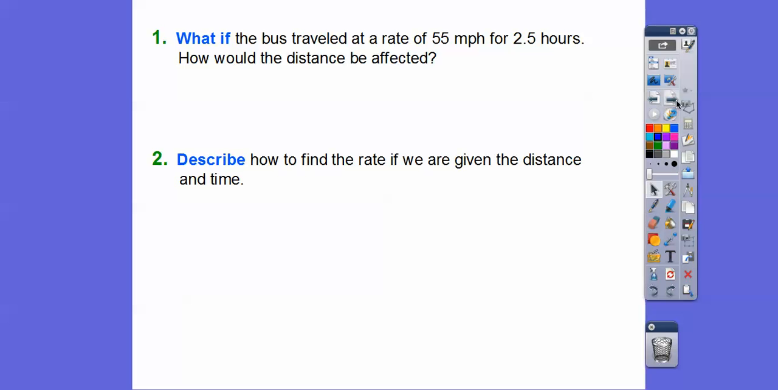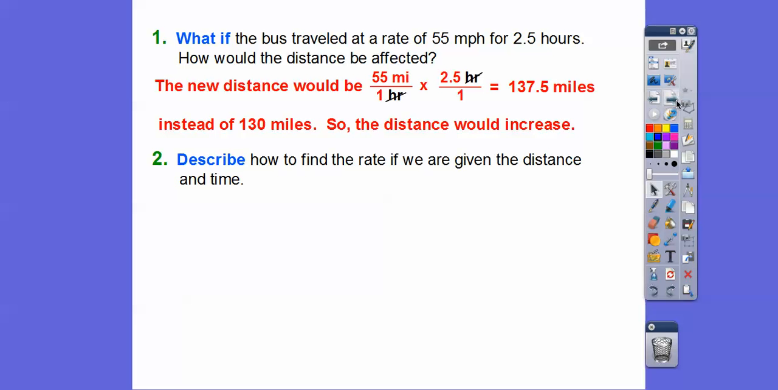How would the distance be affected? All right, well, we'd still do distance equals rate times time, except our rate would be 55 miles per hour, and our time would be 2.5 hours. And again, the hours cancel. We're left in terms of miles. 55 times 2.5 is 137.5 miles instead of the other 130 miles. So the distance would be increased by 7.5 miles.